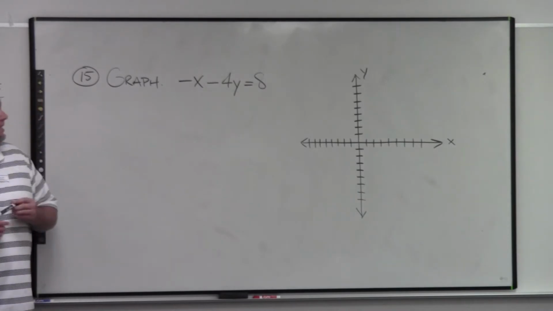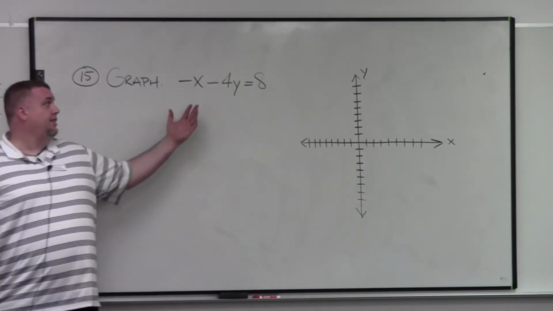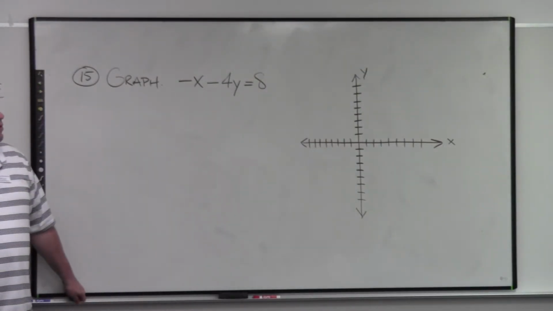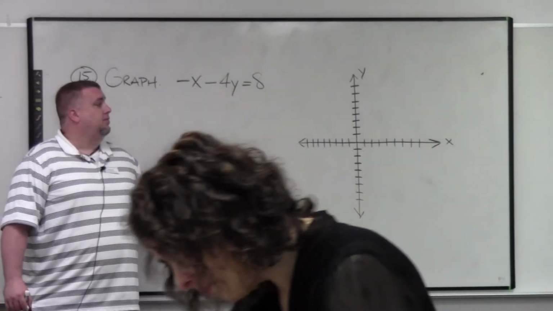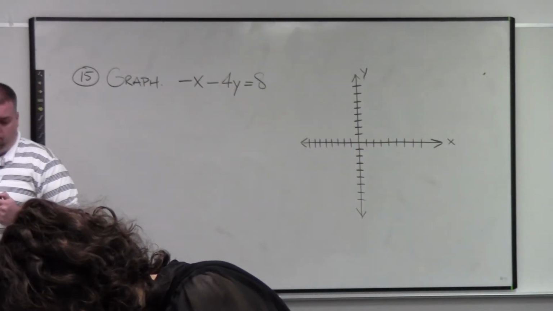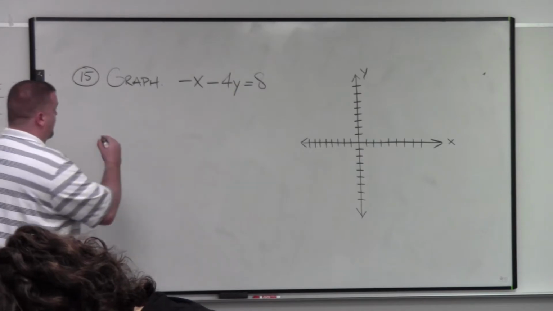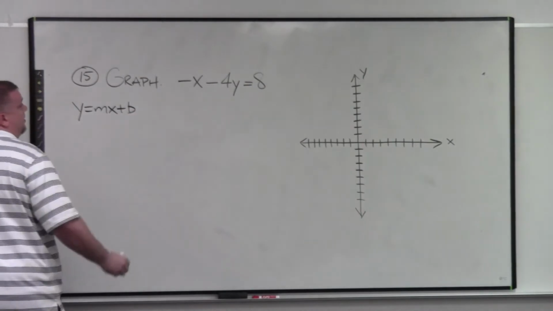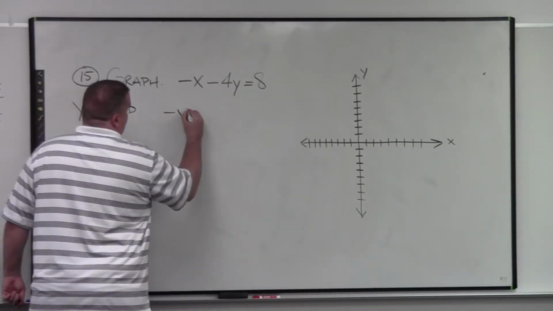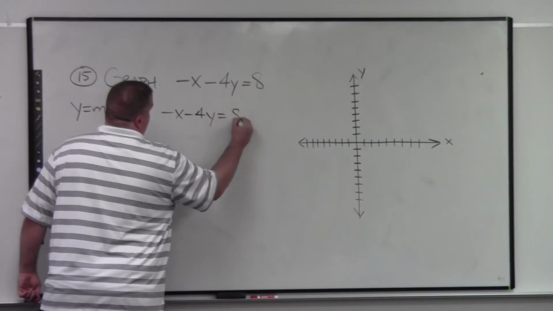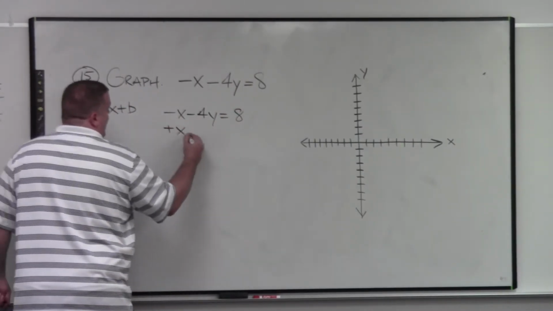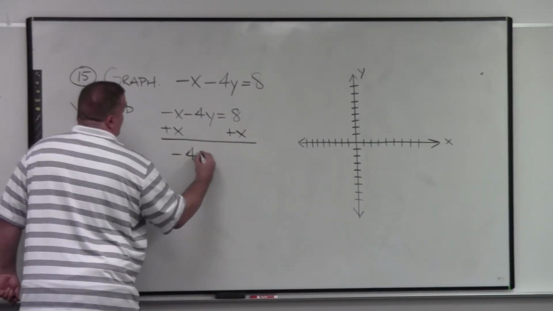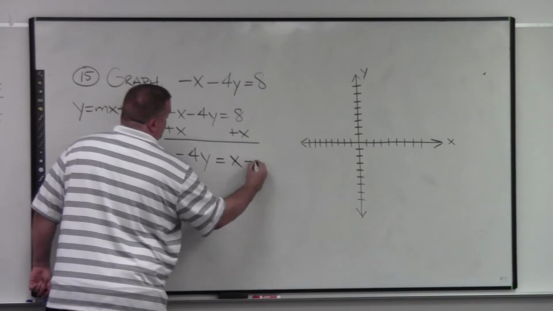All right, problem number 15 is asking us to graph. We have a linear equation, right? We just have x and y, power of 1. Negative x minus 4y equals 8. The best way to graph it is having it in slope-intercept form. So how could we get it in y equals mx plus b? We have a minus x, so let's add x to both sides. So negative 4y equals x plus 8.